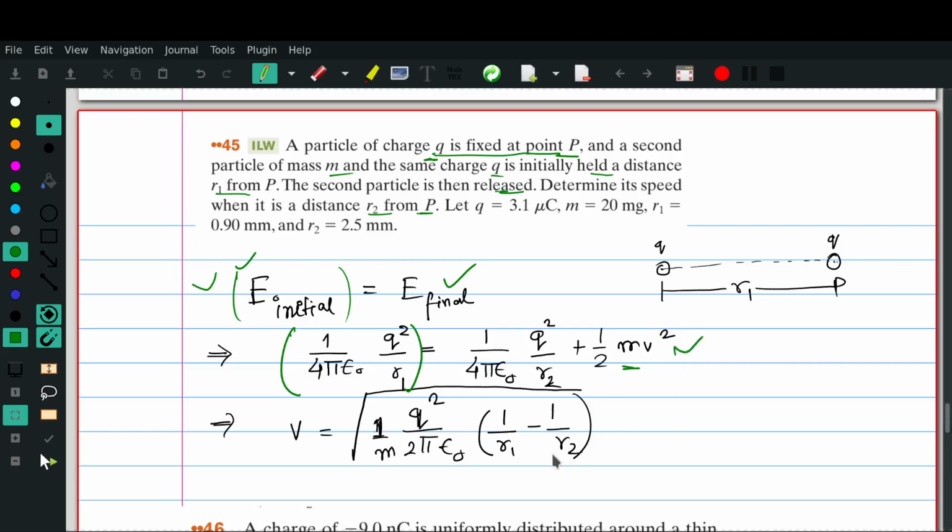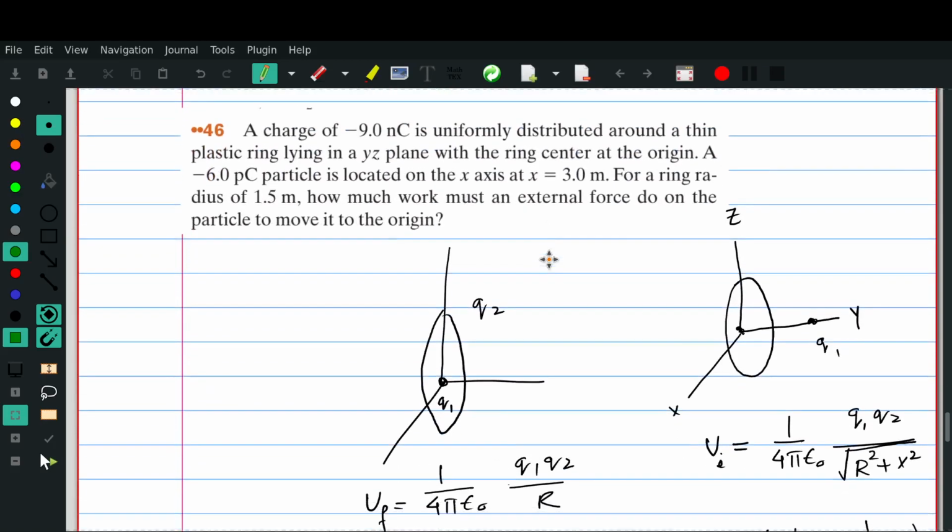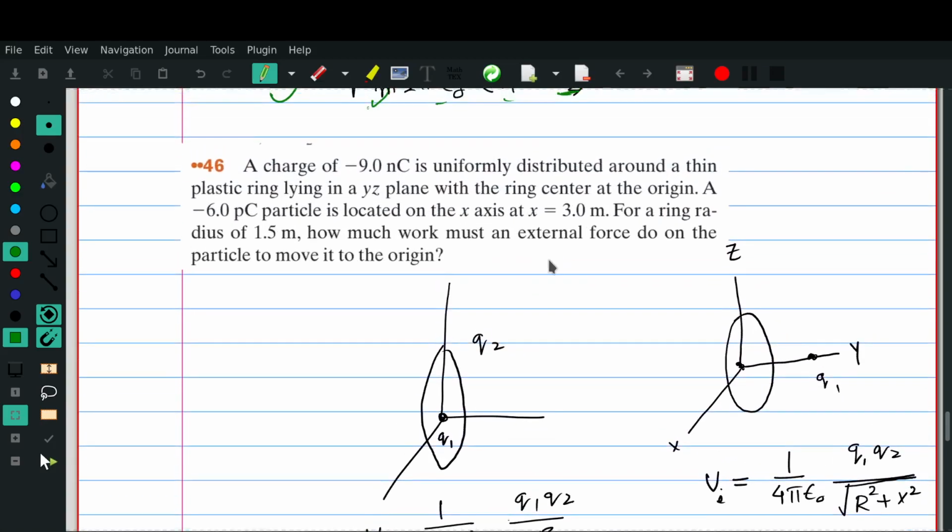Now you just solve this equation for v, and you know the velocity at this point r2. You just plug in the numbers, the mass, q, r1, r2, epsilon 0, all these things, and you obtain the number. So this is the basic recipe for these work-energy problems. Very easy. Try to wrap your mind around this: you just have to calculate the energies at two points. Okay, let's move on to the next one.